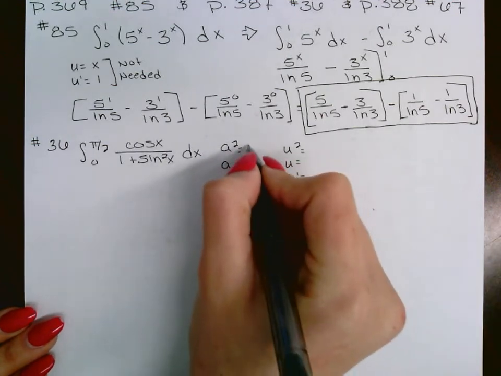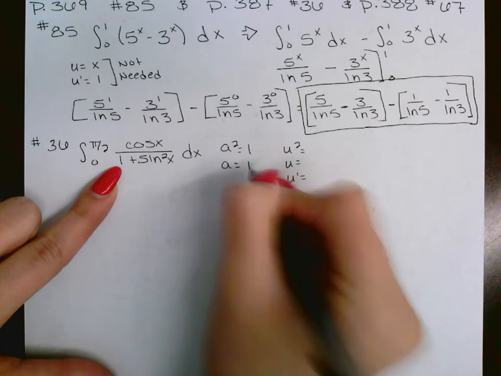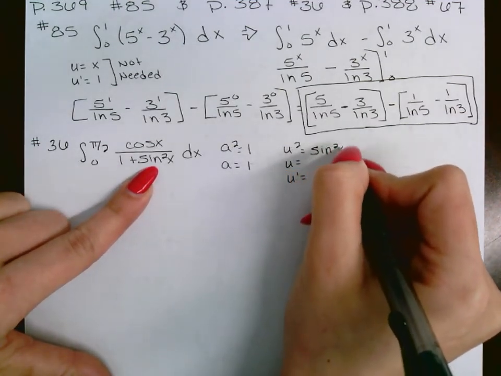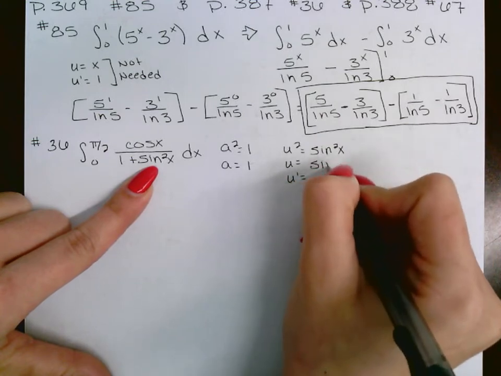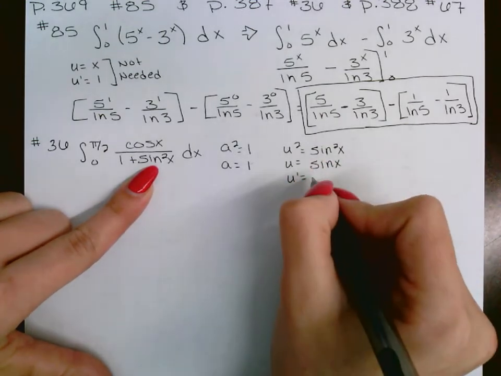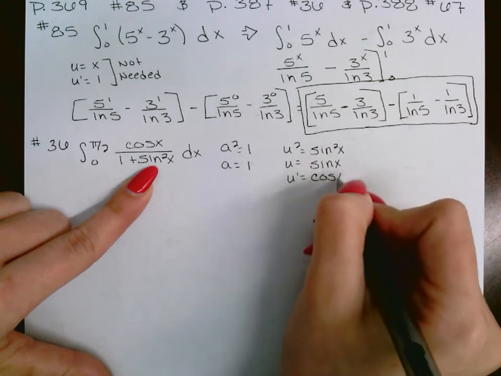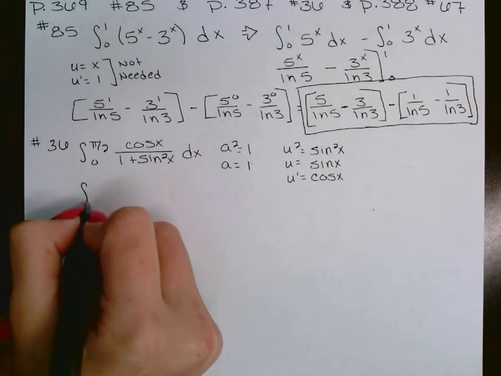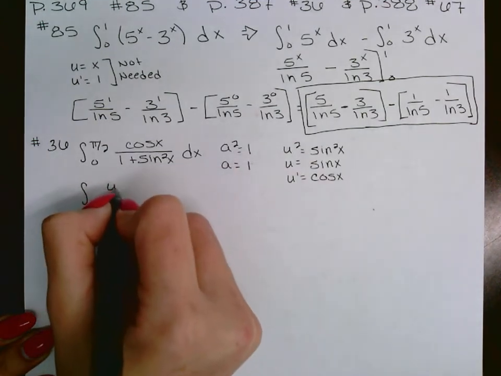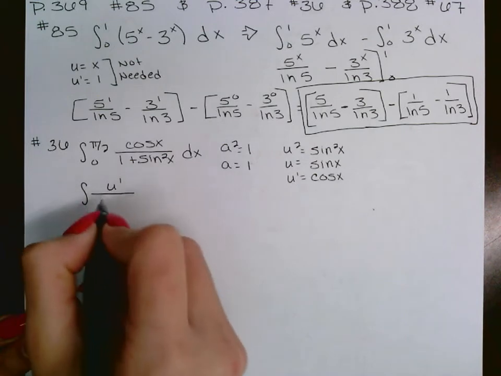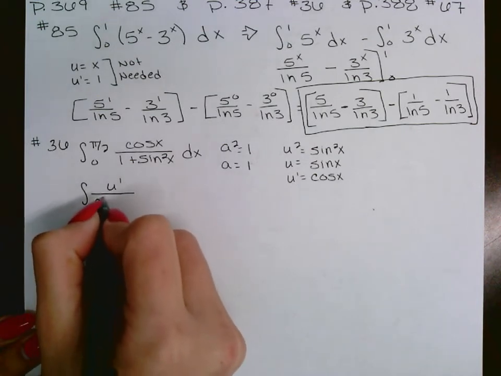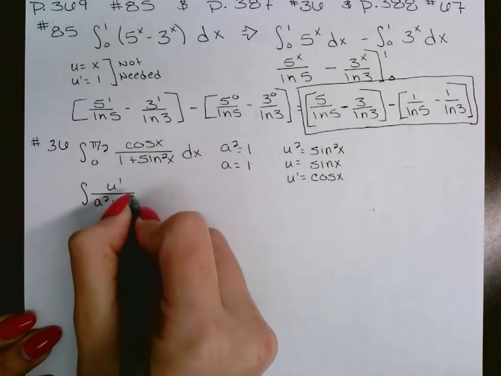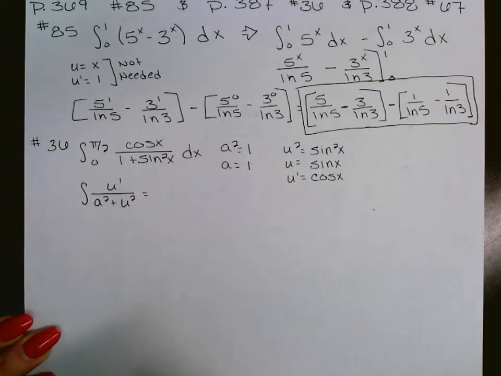So a squared would be 1, and a, the square root of that, would also be 1. U squared would be sine squared. The square root of that would just be sine. And the derivative of that sine is cosine. Okay? So you can start seeing that this integral can be written with u prime over a squared plus u squared. And that's hopefully when it becomes a little more obvious that it is arctangent.